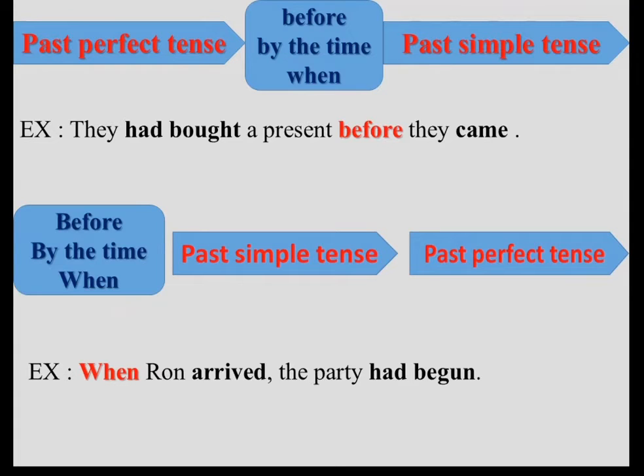But if we start with before at the beginning of the sentence, yes, before, by the time, when, they should be followed by past simple tense, then past perfect tense. Past simple tense, then past perfect tense. Example, when Ron arrived, the party had begun. When Ron arrived, the party had begun. Okay?